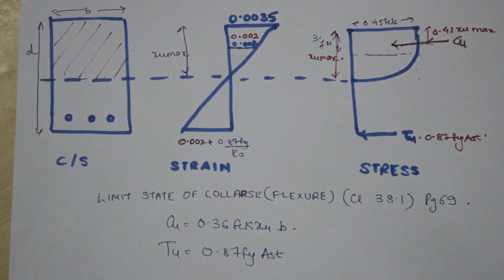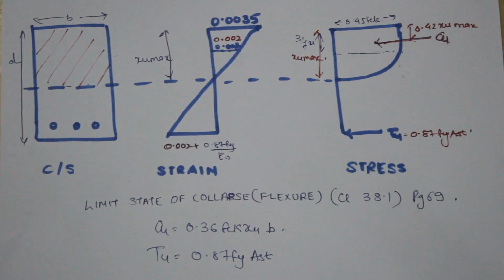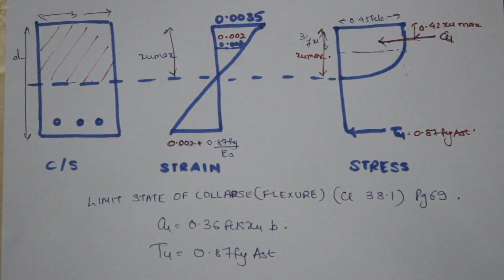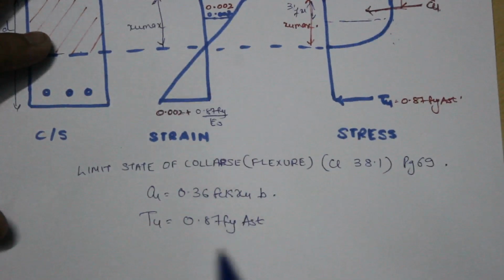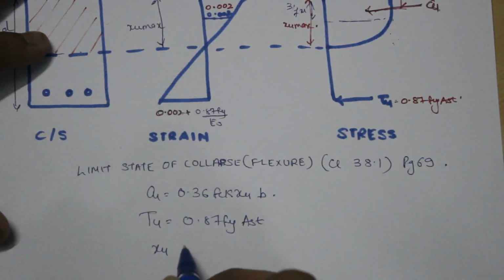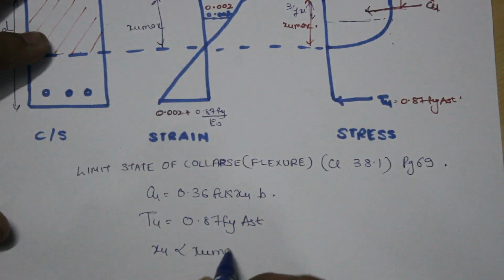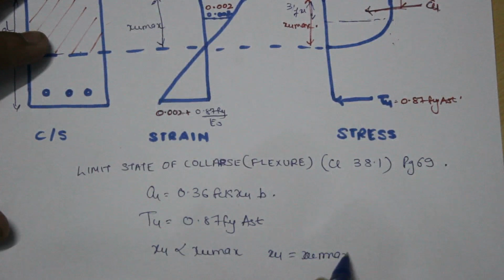One thing we have to keep in mind is that when we are designing a beam as per the limit state design, the beam cannot be designed as an over reinforced beam. So the depth of neutral axis should always be less than or equal to the limiting neutral axis depth. That is, XU should be less than XU max, or XU should be equal to XU max.